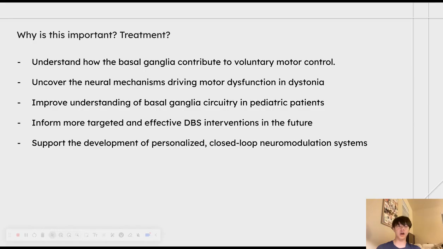These insights can help guide the development of more precise and effective deep brain stimulation treatment for our patients, and ultimately we hope to use our work to support the creation of a closed-loop stimulation neuromodulation system, where the technology can detect abnormal brain activities in real time and automatically adjust stimulation to improve outcomes.